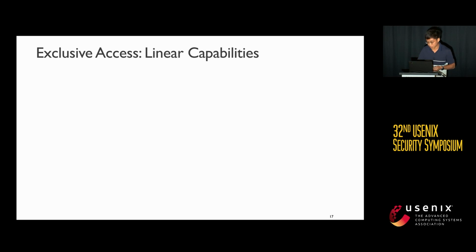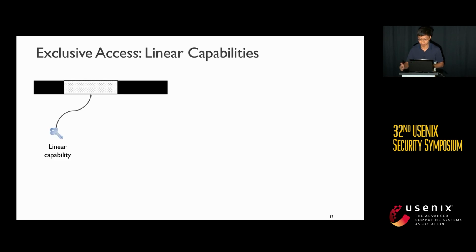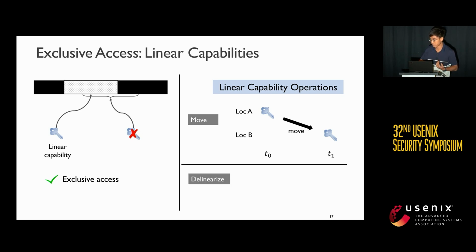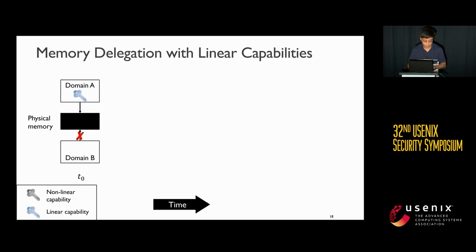For this, we look to linear capabilities, which is a special type of capability that is guaranteed to not overlap with other capabilities. So it very naturally provides exclusive access if held inside the register file. Because of this special property, a linear capability also needs a special set of operations that can be performed on them. For example, a linear capability can't be duplicated, it can only be moved around from location A to location B. A linear capability can also be delinearized, which will convert it into a nonlinear capability that from this point on can overlap with other capabilities.